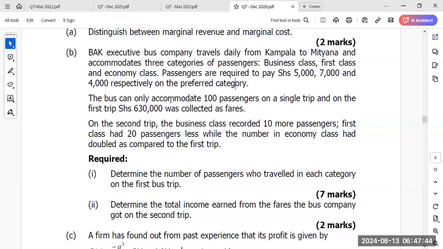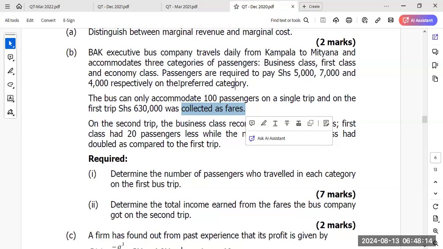The bus can only accommodate 100 passengers on a single trip. And on the first trip, this is what we are handling. Shillings 660,000 was collected as fares. Okay. So it means, recall that this is like the money paid.